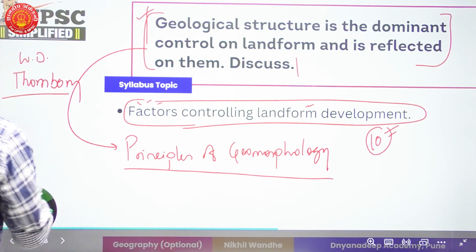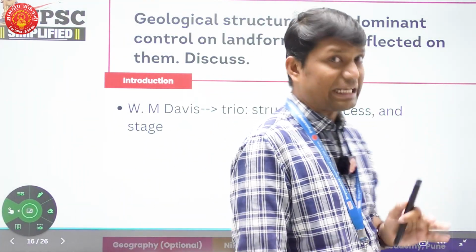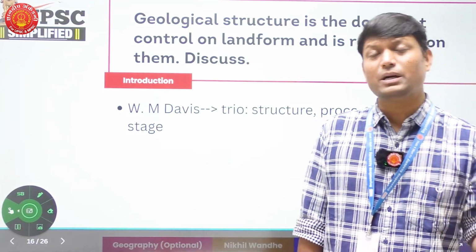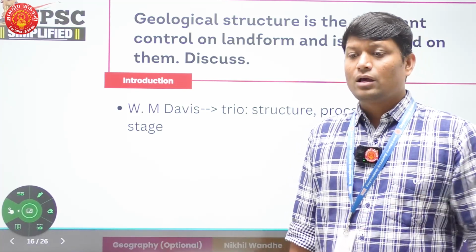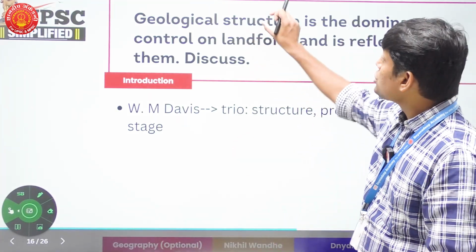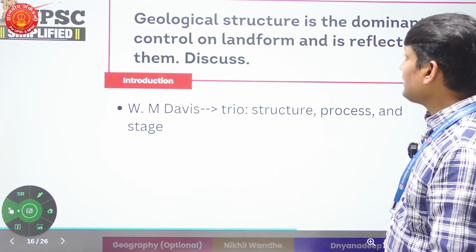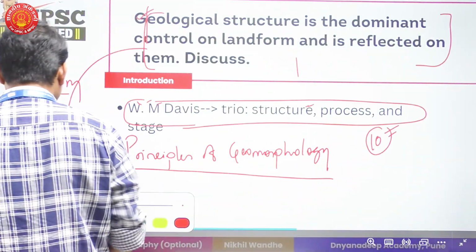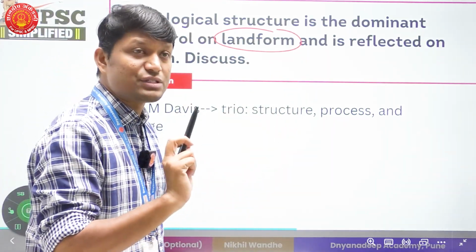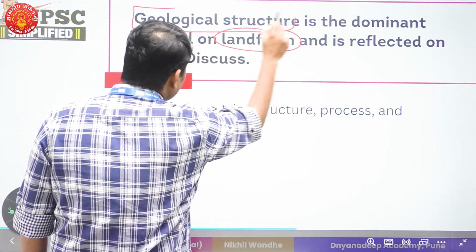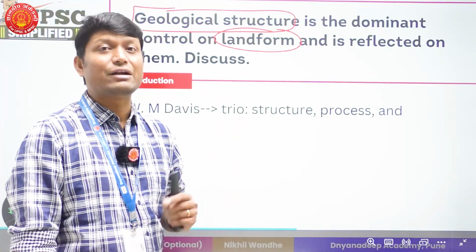Let us dive into the question and what we are supposed to address, or what this question is actually asking. We'll first understand that, and then we'll see how to approach it. Look at the statement: geological structure is the dominant control on landform and is reflected in them. You just have to talk about the process of landform formation, and whatever landform has formed, one control on its formation will be the geological structure of the surface on which that landform is formed.